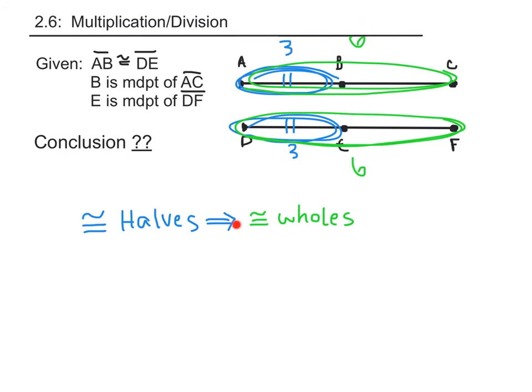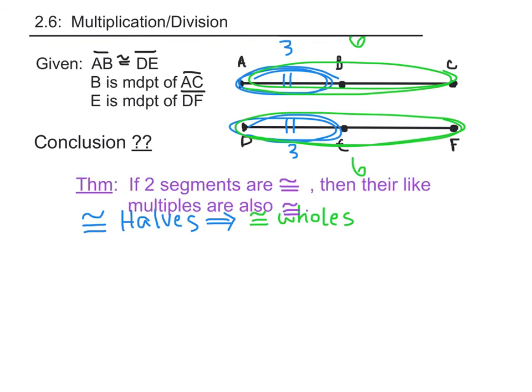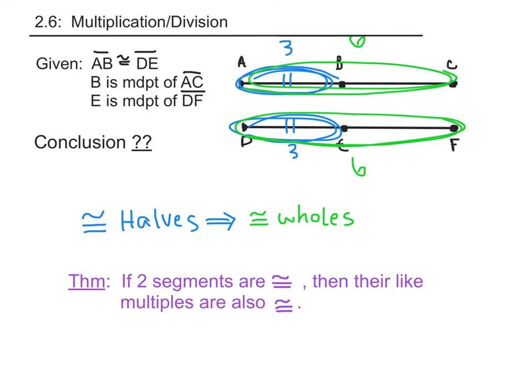All right, so this is kind of how we think of it, but how do we formally write that? So here's our new theorem. If two segments are congruent, that would be the two that we called the 3's, the AB and the DE, the little guys, then their like multiples are also congruent. Now you can't use multiples again unless you have midpoint, bisects, or trisects. You have to have something that allows you to double it or to triple it or to quadruple it. And this is what allows me to do that.